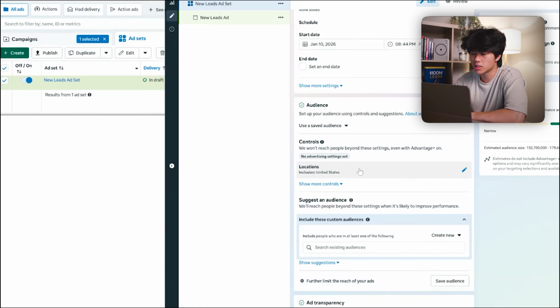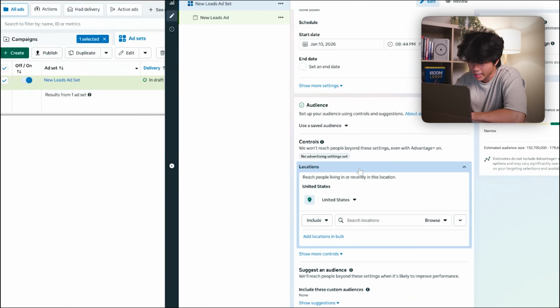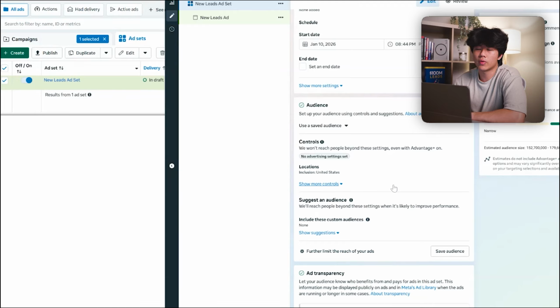For the locations, if you're in the United States, you can also target Canada. However, I wouldn't recommend targeting the UK or Australia, for example, because calling them is going to be a hassle. If you're in the UK, target the UK. If you're in Australia, target Australia, of course.